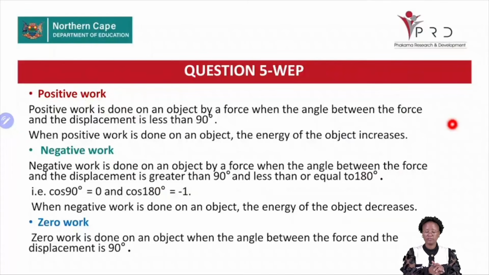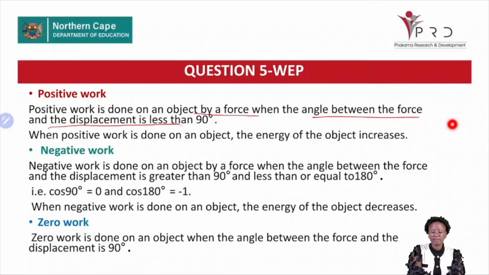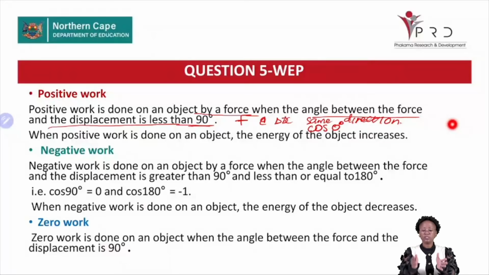Remember, we spoke about positive work. We said that is the work done on an object by a force when the angle between the force and the displacement is less than 90 degrees. So basically, when the force that is doing the work and the displacement are in the same direction, the angle will be 0 degrees. Very important: cos 0 degrees will give you positive 1, which will give you positive work done.